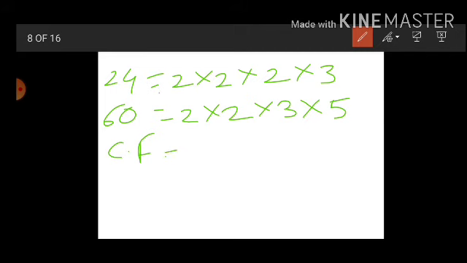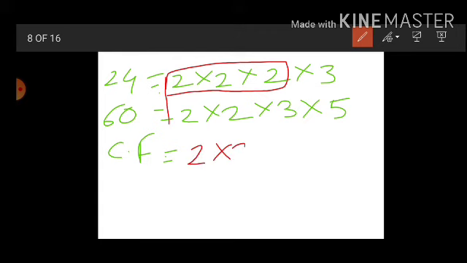Now we take out the common factor. Now students, see how to take out the common factor. First we see both of them. 2 occurs as a prime factor maximum 3 times. Maximum how many times? 3 times. So we write 2 3 times. Whichever number is coming maximum times, that one we write. And 3 is coming one time in 24 and also in 60, so we write only one time. And 5 also one time.